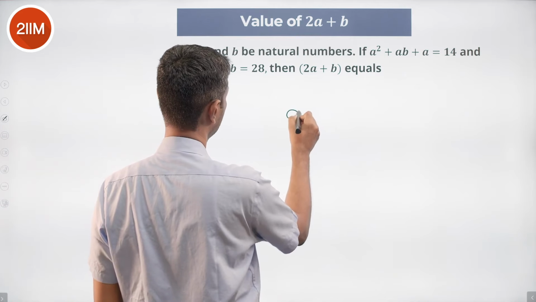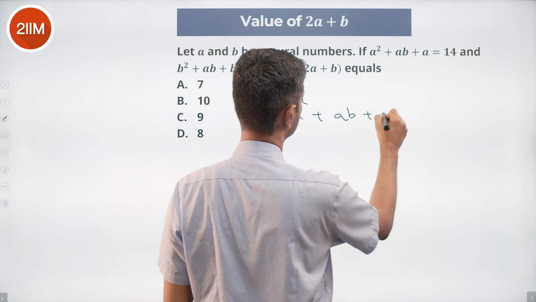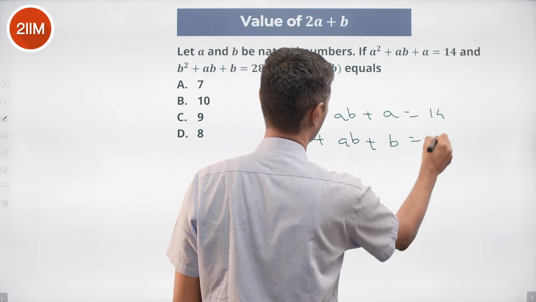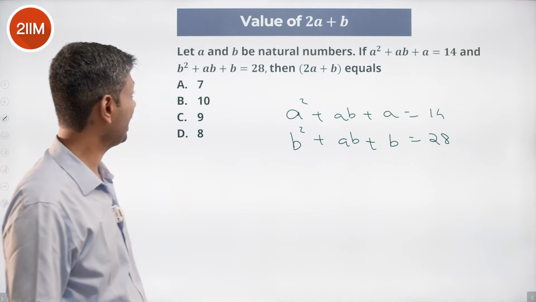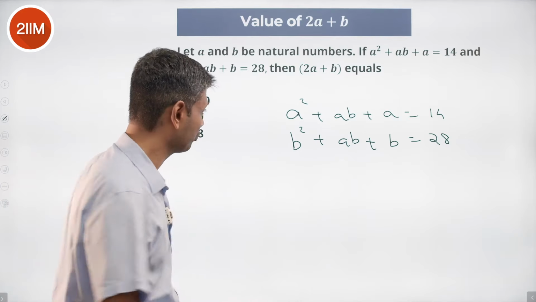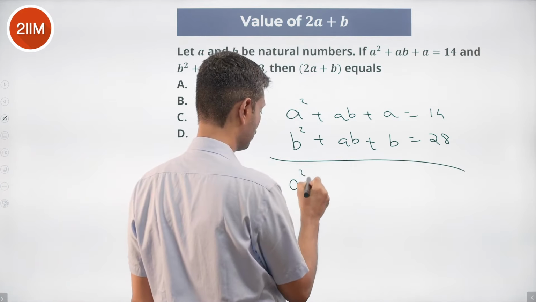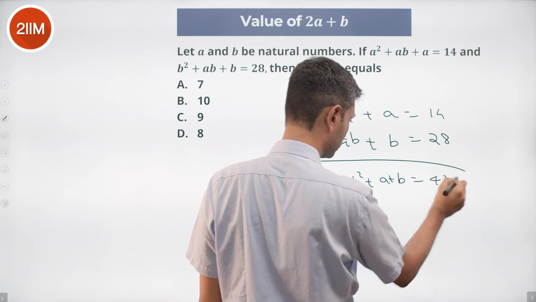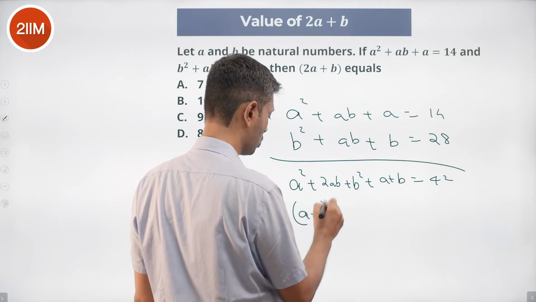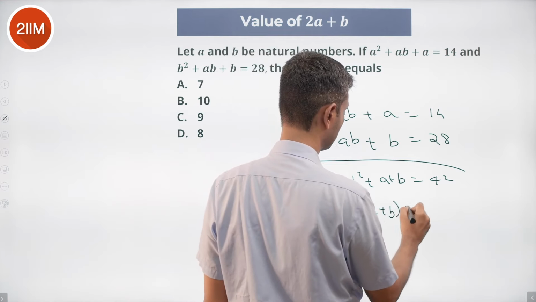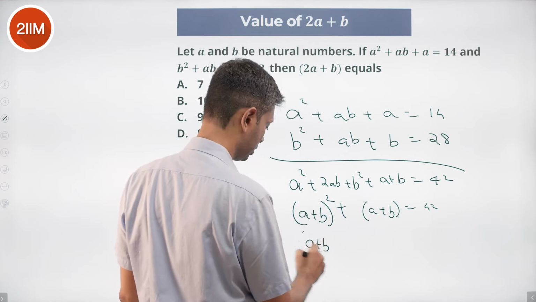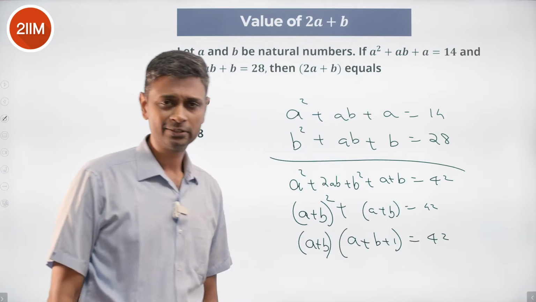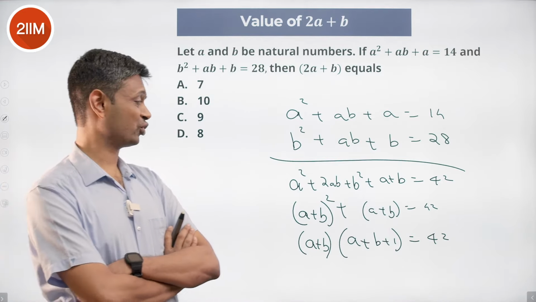B square plus AB plus B is 15. Questions are painful. The only thing that's giving me sanity here is A and B being natural numbers. That's very nice, beautiful to get. What do we do? We add both of these. Get A square plus 2AB plus B square plus A plus B is 42. Or A plus B whole square plus A plus B is 42. A plus B into A plus B plus 1 is 42. Put A plus B as x, x into x plus 1 is 42, or consecutive natural numbers.